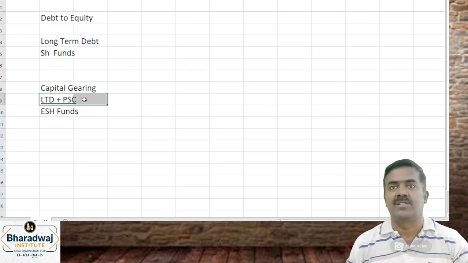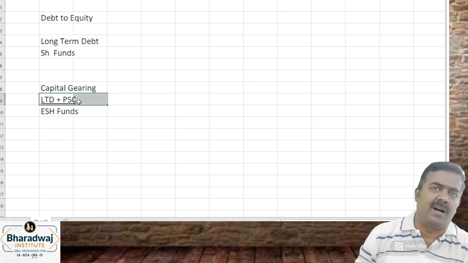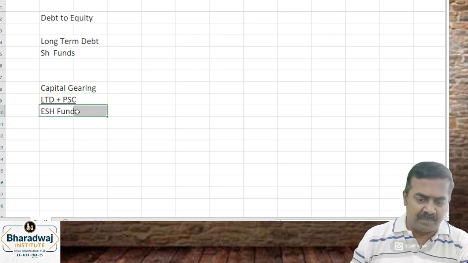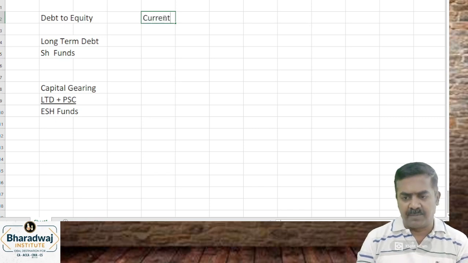At the same time, risk also very high because you have to pay a fixed interest to whom? Long-term debt and preference shareholders divided by equity shareholders' funds. So that is called as capital gearing ratio. Then current ratio. What is current ratio? Current assets by current liabilities.